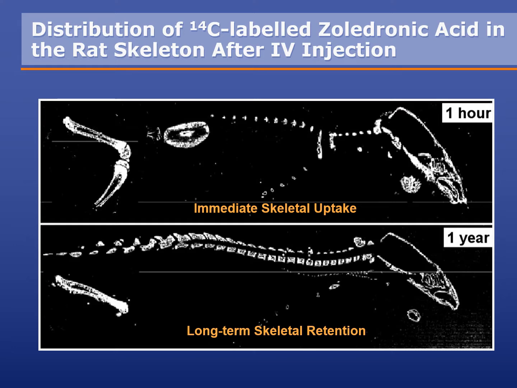And then the bottom part of this picture is equally interesting, because we see a rat a year after it's had its dose of bisphosphonate, and we can see the skeleton is still heavily labelled, though of course the soft tissues show no trace of bisphosphonate. So what this is telling us is that bisphosphonates go straight to the skeleton and they stay there for a long time, and that's why they have such a long duration of action.